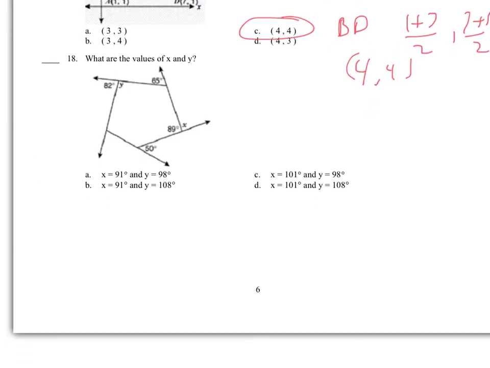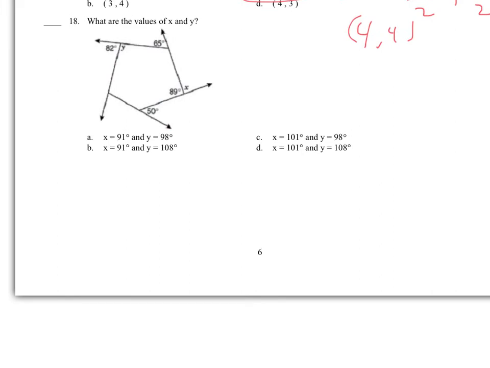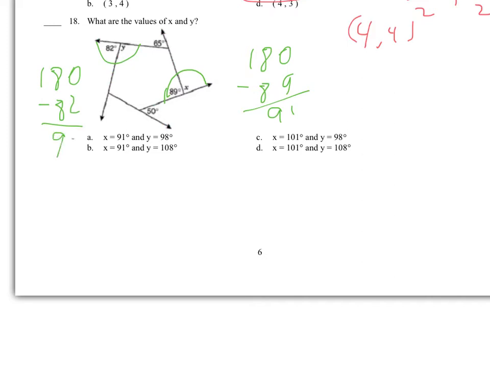Number 18, what are the values for x and y? Well, they form a linear pair, don't they? So basically, 180 minus 89 will give us x, which is 91. And then this is a linear pair. 180 minus 82 gives us 98 for y, which is why the answer is A.